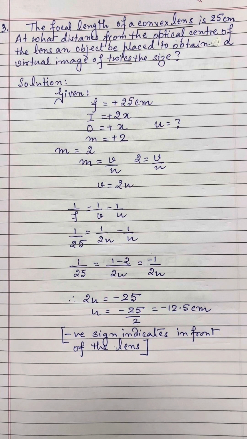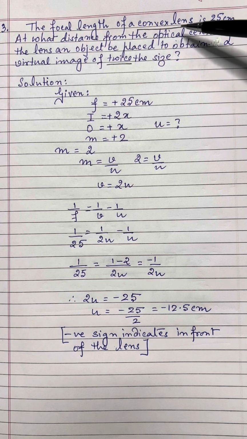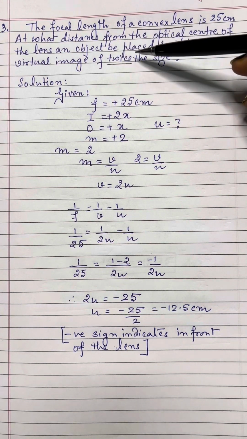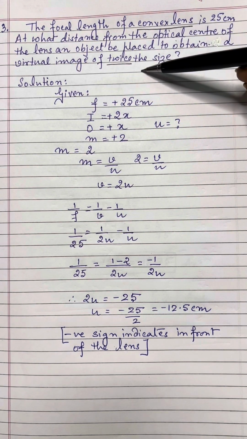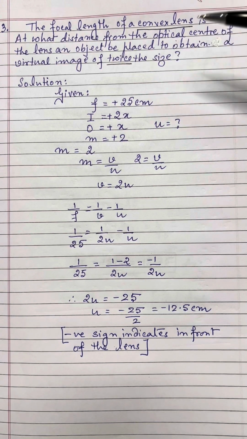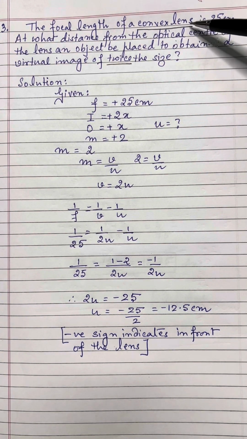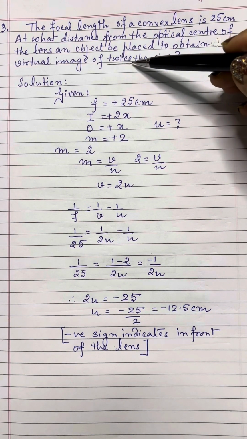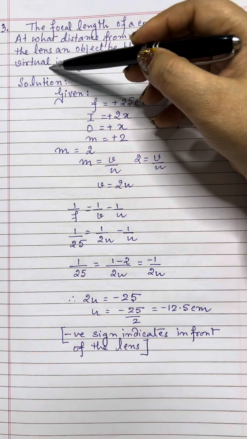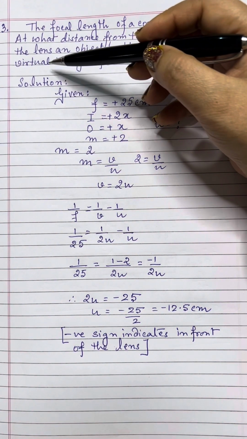This is numerical number 3, dear students. So, let us see. The focal length of a convex lens is 25 centimeter. At what distance from the optical center of the lens should an object be placed to obtain a virtual image of twice the size? Things which are very important to us. Generally, these are the things which are to be noted. This is a convex lens, and secondly, the magnification is given as 2, the virtual image. A virtual image shows that the magnification will be plus 2.